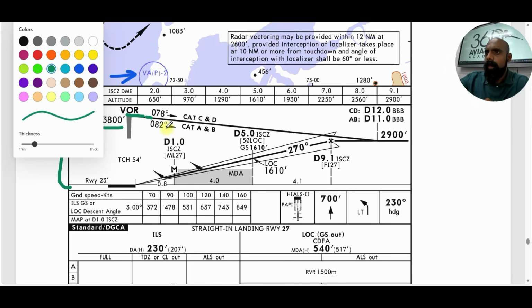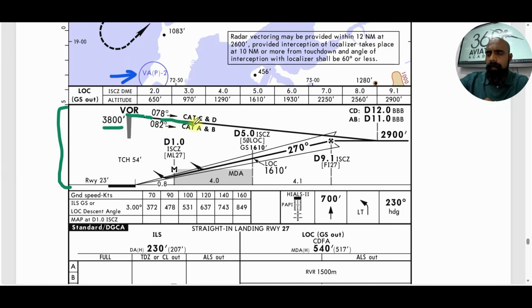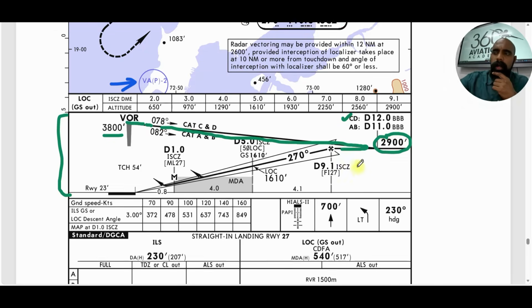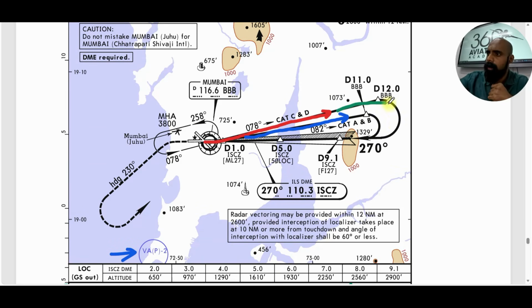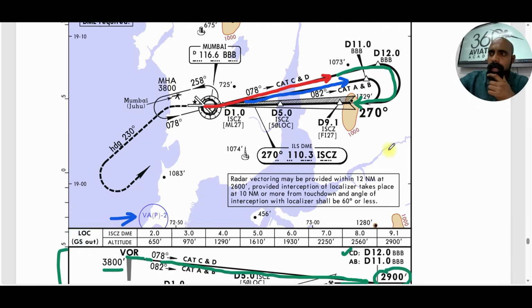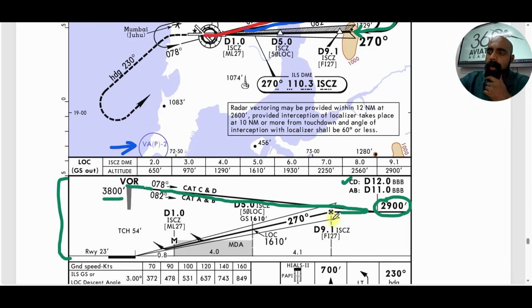So anyway, you cross the VOR at 3,800 feet, you descend all the way to 2,900 feet, and again, depending on the category of aircraft, my aircraft typically is a category C aircraft. So at 12 miles, I do a sharp U-turn and come back and establish myself on the localizer. That's this segment here that we are talking about, right? Once I'm established on the localizer, I would now reach the final approach segment.